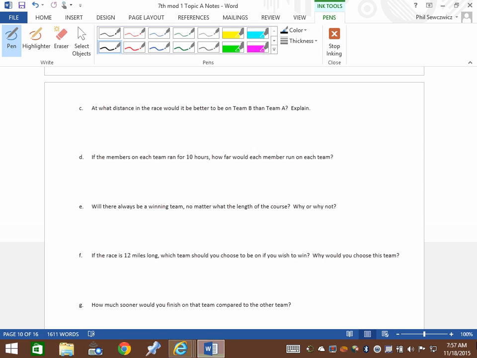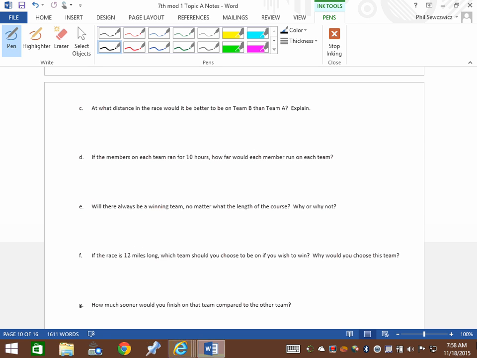So at what distance in the race would it be better to be on Team B than Team A? Well, let's go ahead and take a look at your table. At what distance in the race would it be better to be on Team B than team A? So you got to kind of find where it ends up separating itself. What are your thoughts there? What's the distance that you think?